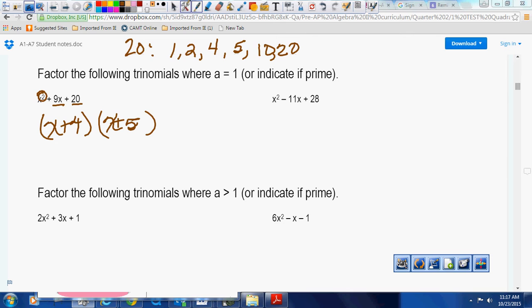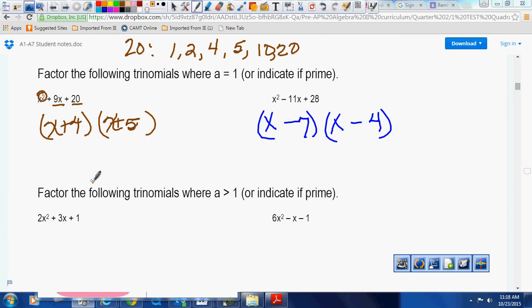So now let's do the same for the 28. So again, I know I'm going to have two terms. I'm going to have an x and an x. So then you would start thinking about all your factors of 28, and I would come to the conclusion that I would have to use a 7 and a 4. And because I want to multiply two numbers and get a positive 28, but add them and get a negative 11, I know both of those will have to be negative.